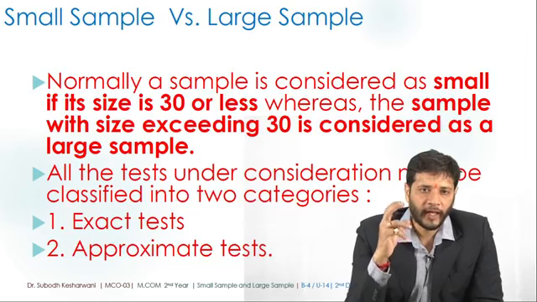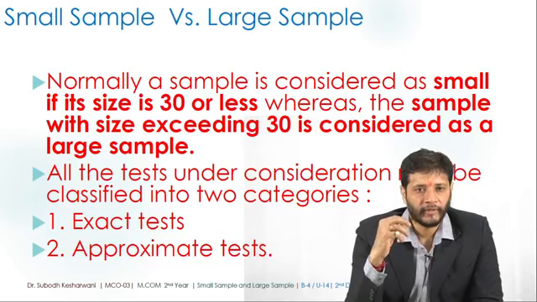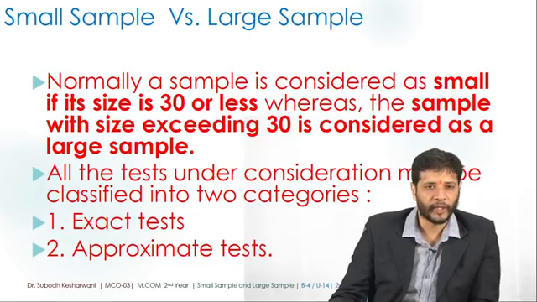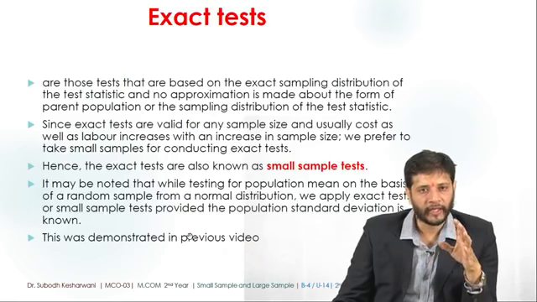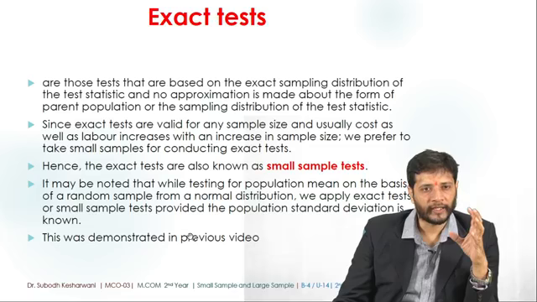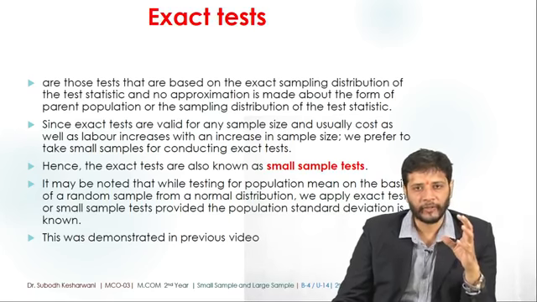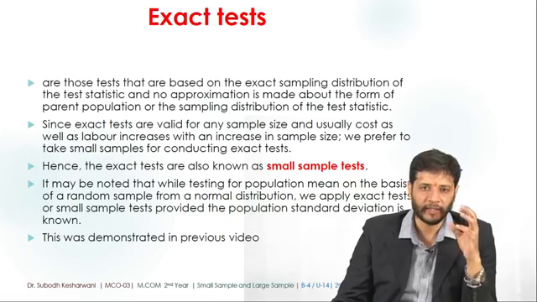If we compare small samples versus large samples, normally a sample is considered small if its size is 30 or less, whereas samples with size exceeding 30 are considered large. All the tests under consideration may be classified into two categories: exact tests and approximation tests. Exact tests are those based on the exact sampling distribution of the test statistic, and no approximation is made about the form of the parent population or the sampling distribution of the test statistic. Since exact tests are valid for any sample size, and cost as well as labor usually increase with sample size, we prefer to take small samples for conducting exact tests.